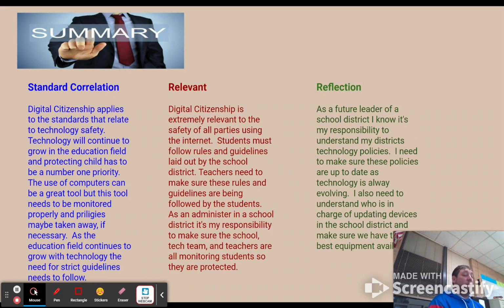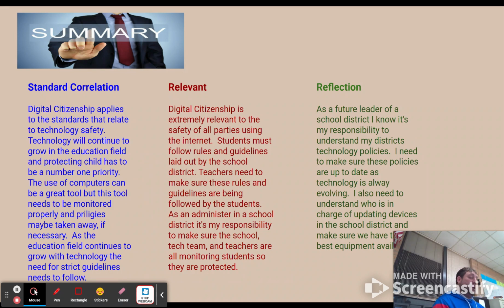The use of computers can be a great tool, but this tool needs to be monitored properly, and privileges may be taken away if necessary. As the education field continues to grow with technology, the needs for strict guidelines need to follow. How is this relevant? Digital citizenship is extremely relevant to the safety of all parties using the internet. Students must follow rules and guidelines laid out by the school district. Teachers need to make sure these rules and guidelines are being followed by the students.